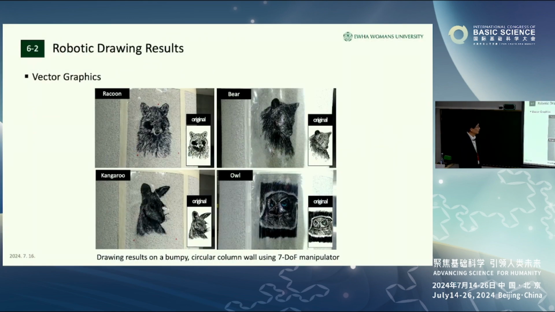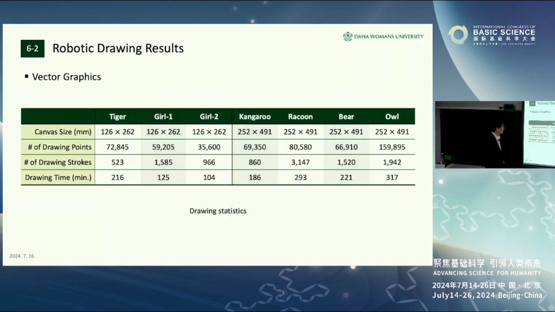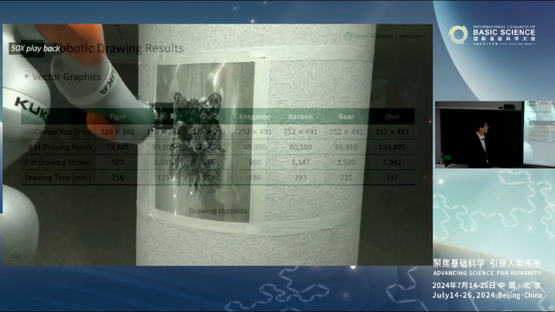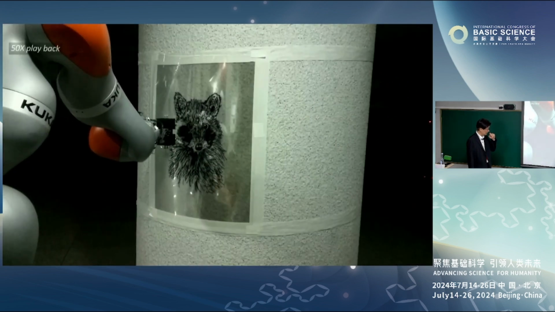Another drawing results on the circular column with a lot of bumps on the surface. And some data statistics. And this is sequence.